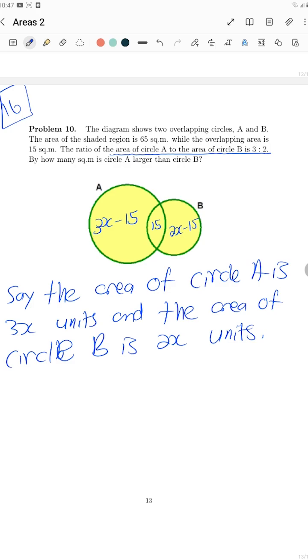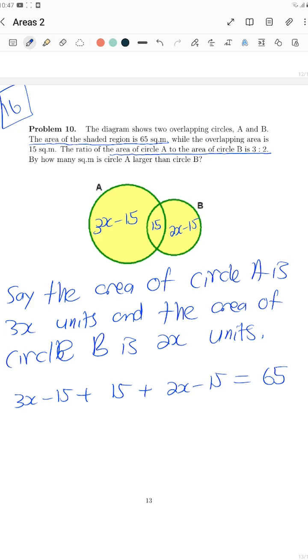Great. And now we can focus on this other part, which says the area of the shaded region is 65. So therefore, the part on the left plus the overlapping part plus the part on the right, those three parts should add up to 65. Now the advantage of this approach is that you do not have a fraction to solve. Okay, you just have a single equation and we have to solve for x.